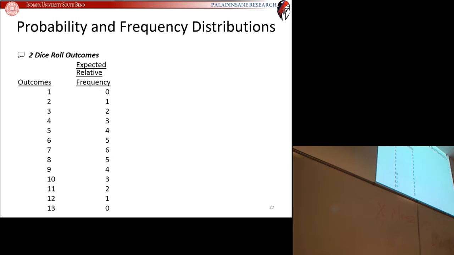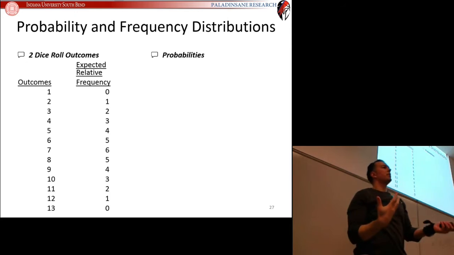The 7 is the mode for this frequency distribution, because you can roll a 1 and a 6, a 2 and a 5, a 3 and a 4, a 4 and a 3, a 5 and a 2, or a 6 and a 1. Those are all the ways of rolling a 7. And then we get all the way down here. You need double 6s, and only double 6s will get you a 12. And there's no way to roll a 13.